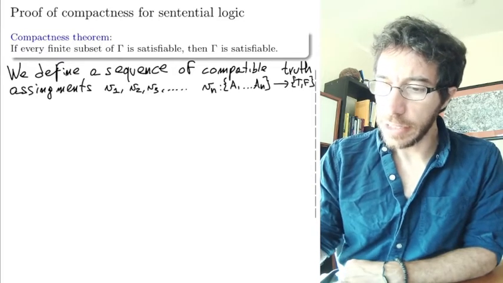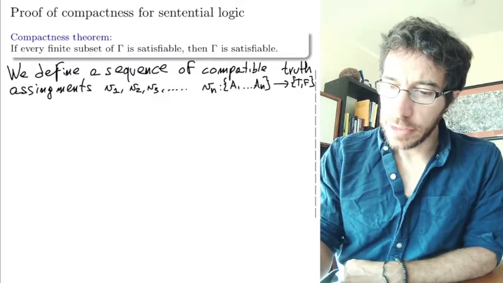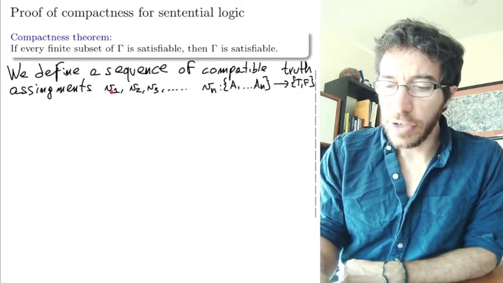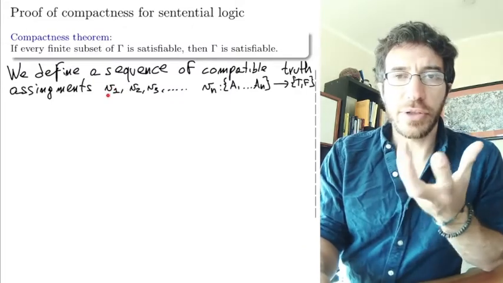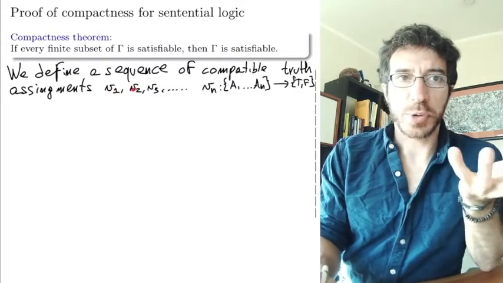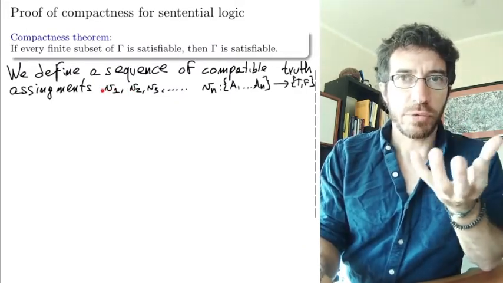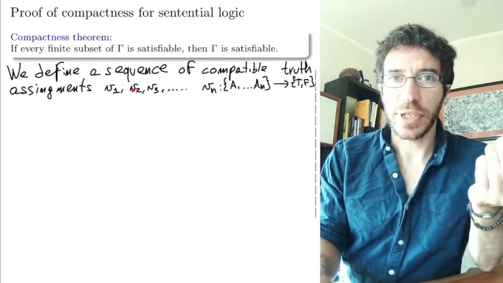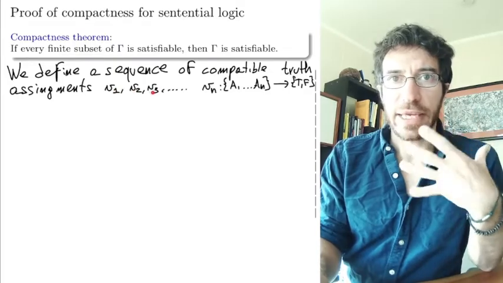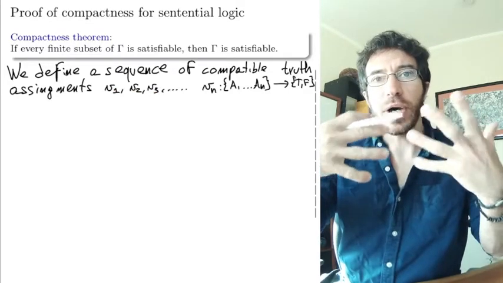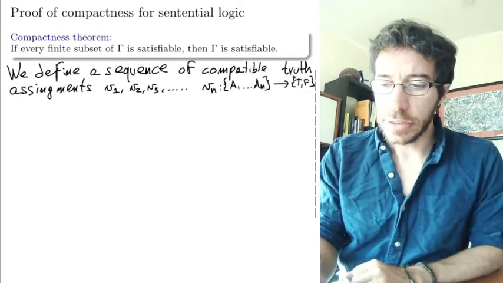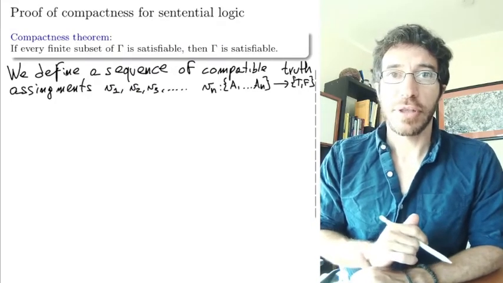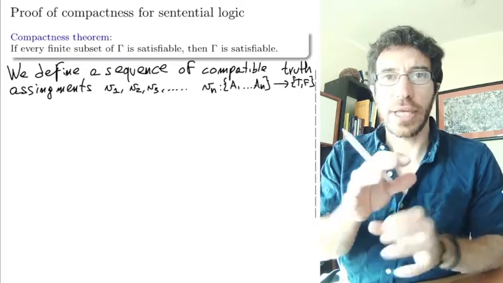And when I say here that these truth assignments are compatible, I mean that V1 decides the value of A1, and then V2 has to respect that and extend it and return the same thing. And then these two tell you what the value should be in A1 and A2, and then this one adds A3. Each one is adding one more value than before, but each one is an extension of the previous one. Okay, so they are all compatible.